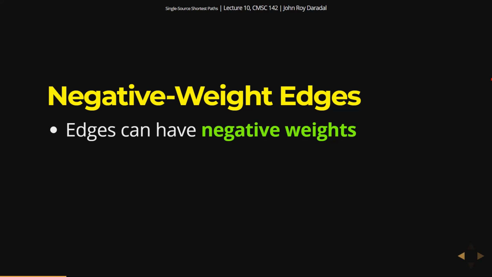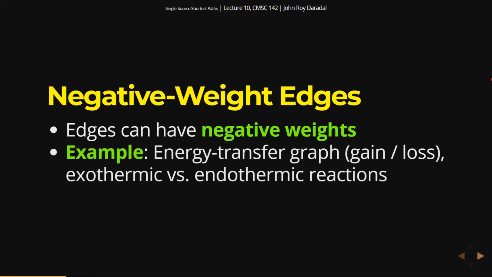However, in some graphs, there could be negative weight edges. So edges can sometimes be negative weights because, for example, if you're modeling an energy transfer graph, like is energy gained or energy lost, something like that, right? So if energy is gained, that would be positive. If energy is lost, it would be negative. Or if you are modeling exothermic and endothermic reactions in chemistry, that would also be either positive or negative, right? So sometimes our edge weights could be negative.